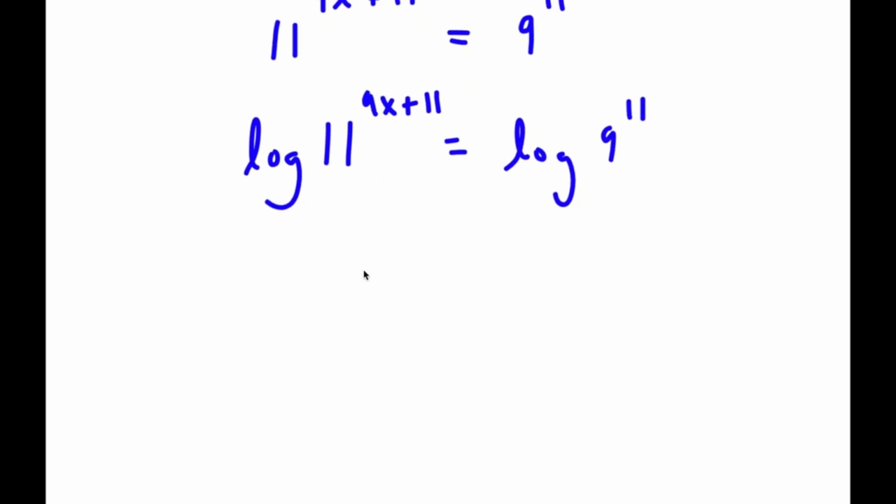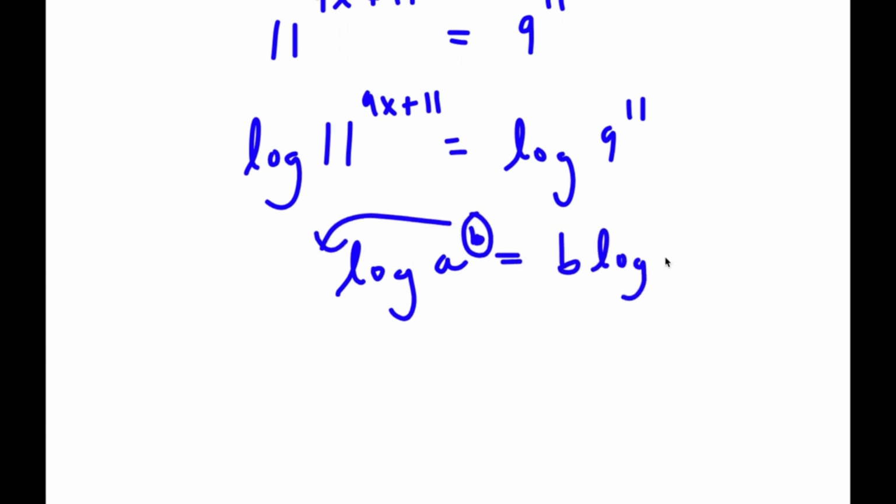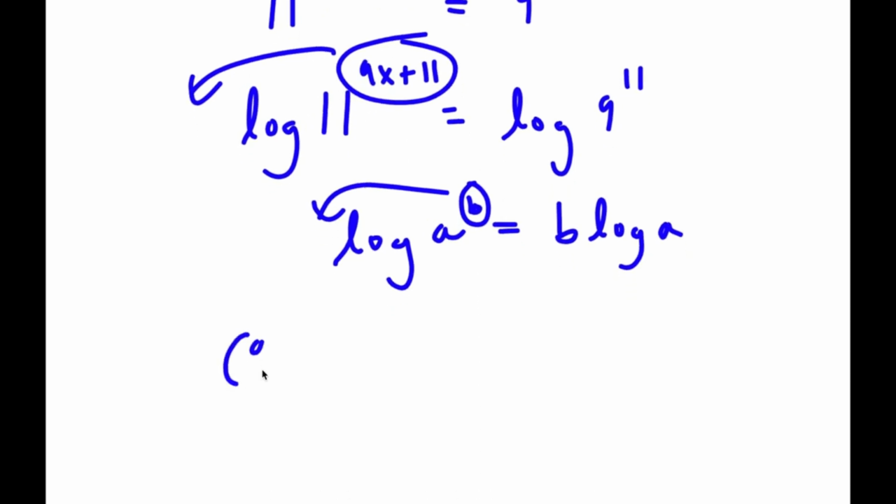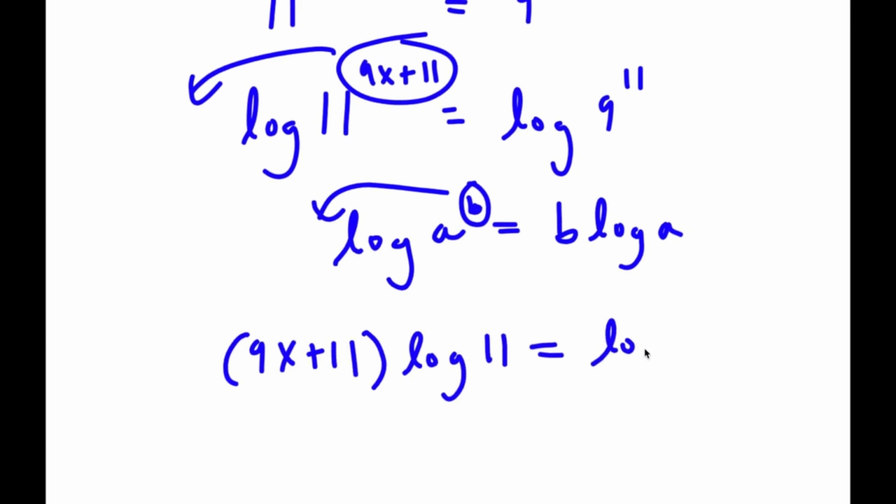Now if I have something in the form log a to the power of b, I can actually move this exponent b to the front. So this is going to equal b times log a. So in this case, log 11 to the power of 9x plus 11, I can move 9x plus 11 to the front. So now I have 9x plus 11 times log 11 is equal to 11 times log 9, because I move 9 to the front, 11 to the front.